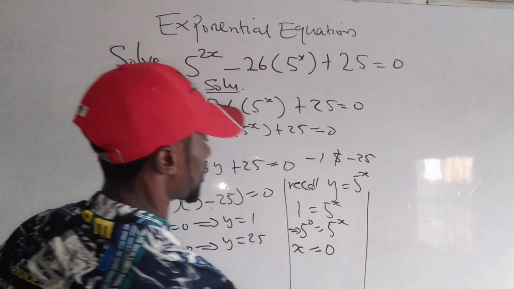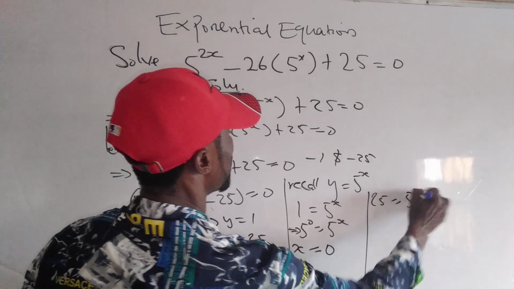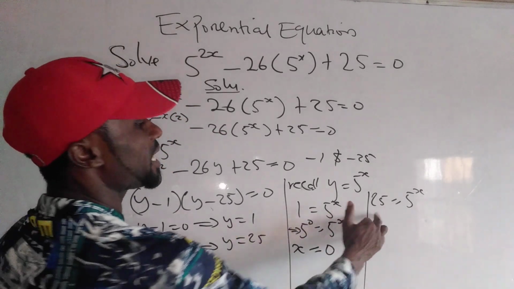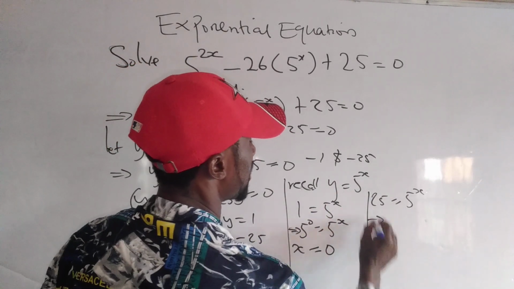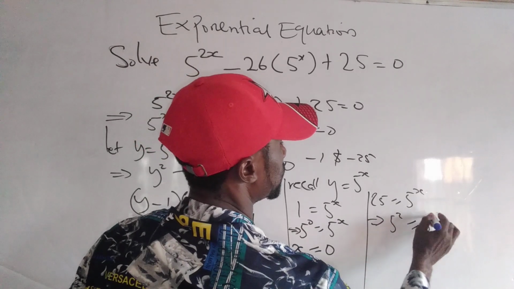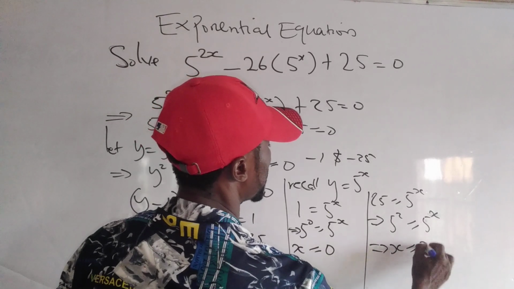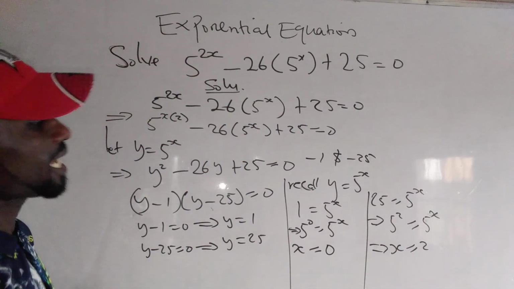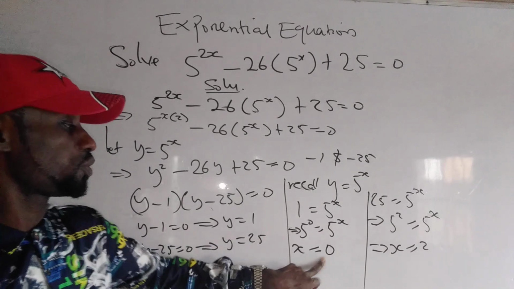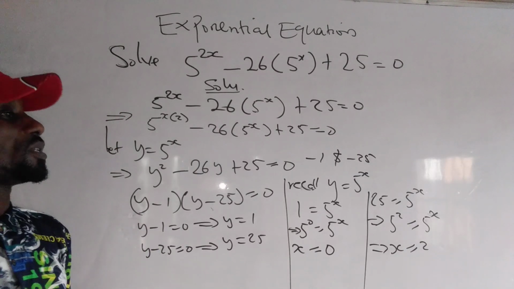Okay, also, since y is 25, 25 is equal to 5 raised to the power of x. So now, this 25 will turn to base and index form, which will now be 5 raised to the power of 2, which is equal to 5 raised to the power of x. Bases are the same, so we can now equate the powers, which means x is equal to 2. So our target was to look for the value of x. So we have obtained that either x is equal to 0 or x is equal to 2. Stay tuned until I come your way again.